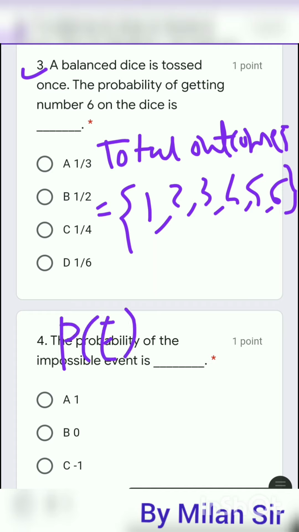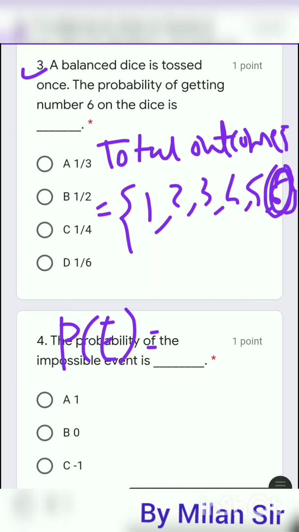What is the formula of probability? It is favorable outcomes divided by total number of outcomes, right? So here, how many times is 6 there in the total possibility? Only one time we have 6, right? If we toss a die and 6 will come, that possibility we have only one time.